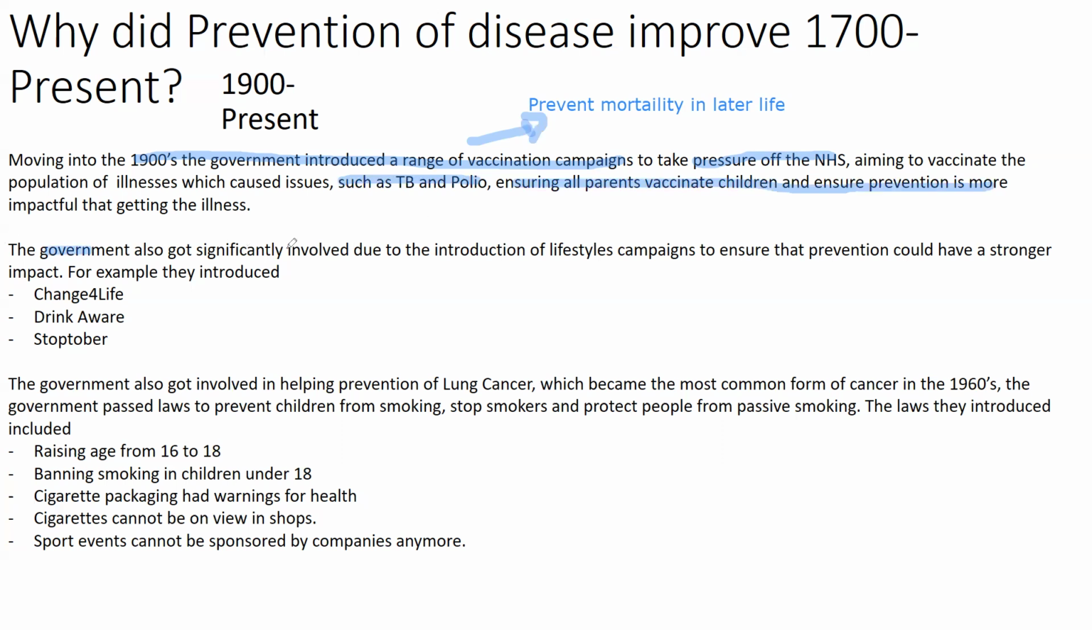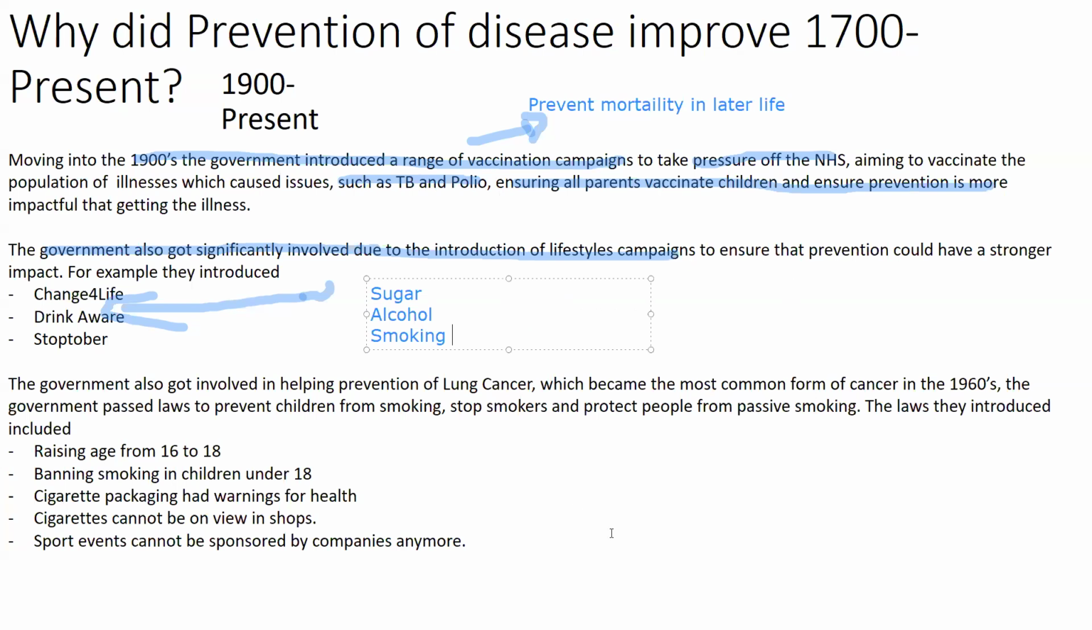The government also got involved in the 1900s through lifestyle campaigns. We now know the way we live could make us sicker in the long run. So the government introduced a range of lifestyle campaigns to ensure that people live a healthier life. Change for Life is about your sugar consumption. Drink Aware is about alcohol. And Stoptober is about smoking. All of these are to prevent people from getting illnesses when they are older.